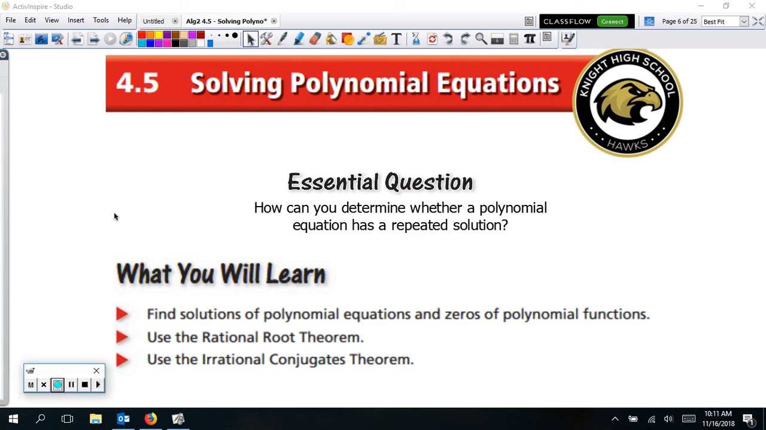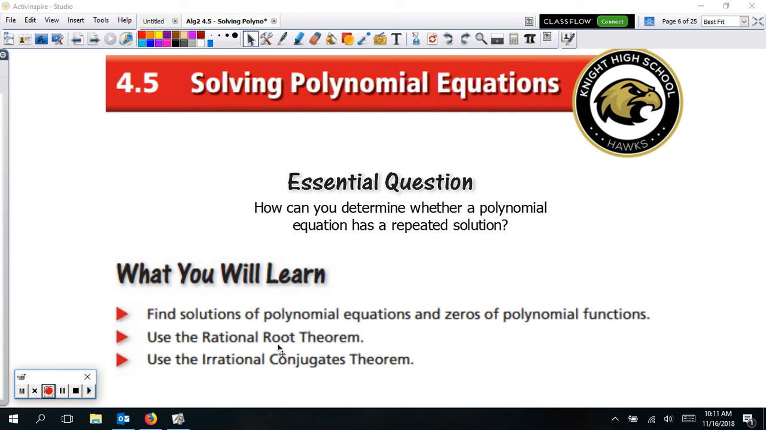Hello everybody, here we are again with another lesson, 4.5, solving polynomial equations is what we're looking at in this lesson. So we're going to be solving equations, but these equations are going to be polynomial equations. We'll see how we'll be using factoring to solve them. So we will be finding solutions of polynomial equations and zeros of the polynomial functions.